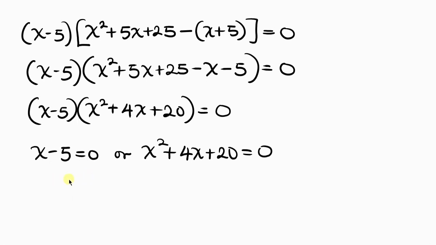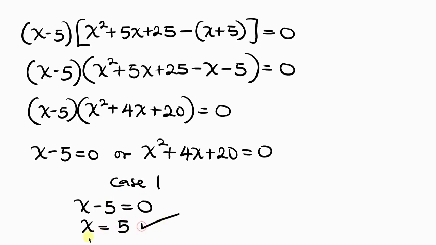So for the first case, let's call this case 1. This is where we have x minus 5 to be 0. So getting the first root of x will be, when I move negative 5 to the right hand side, it becomes positive 5. So this is one of the roots of x. Now let's get the other roots by solving the second case.